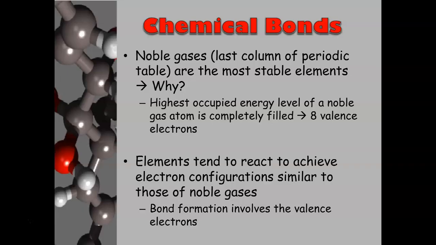Everybody else, however, is working to achieve that. They're trying to be like those noble gases. But the only way for them to actually get that full valence shell is to join up with other elements, with other atoms, and help each other out in filling that. That is the way in which elements can actually achieve that stable electron configuration if they don't already inherently have it, meaning they're not a noble gas already.